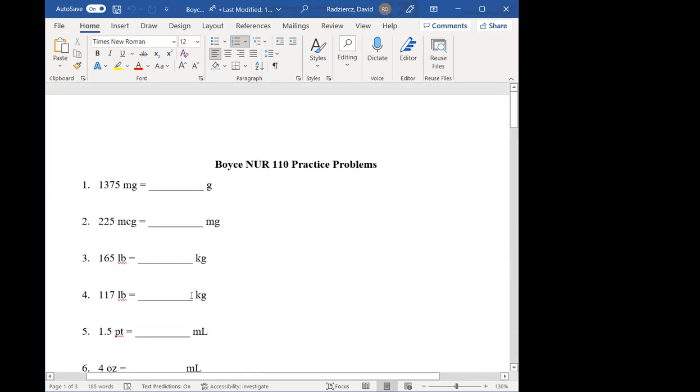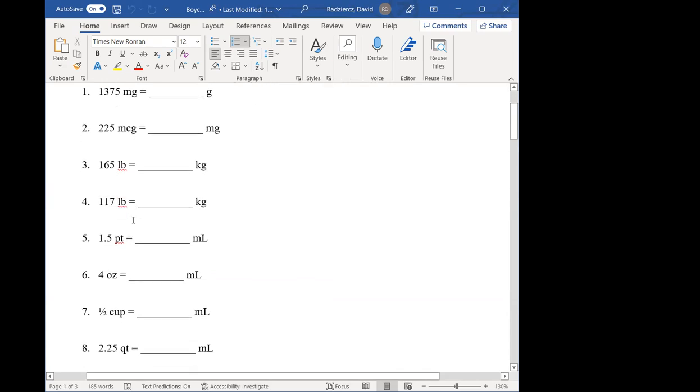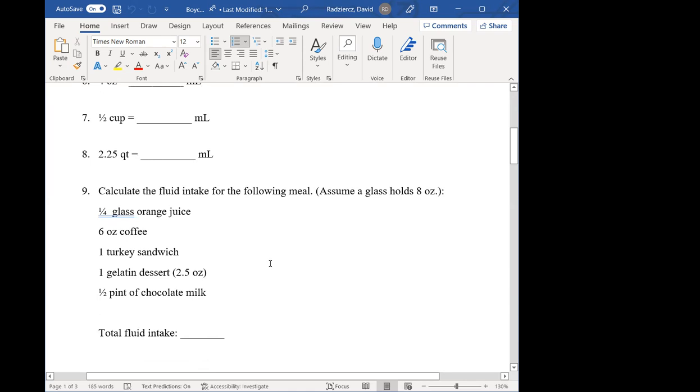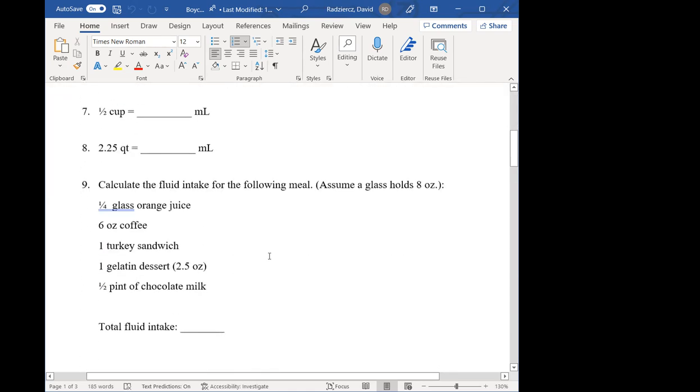And also, you can go into the Allegheny campus. There are some practice tests in there as well, and some more questions like these, the basic conversion type questions, and you can get some additional practice with those as well.